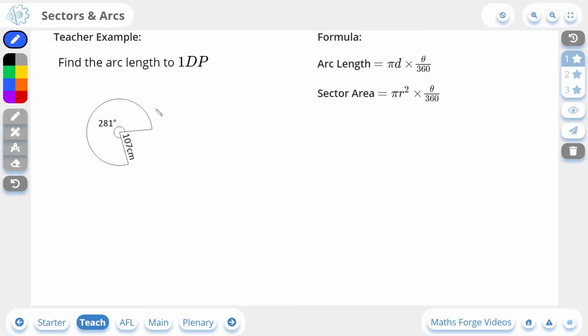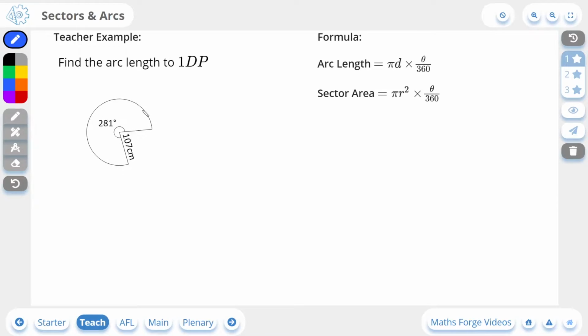So let's take a look at our first example. Here they're asking us to find the arc length to one decimal place. The arc length is the curved length of this circle on the outside here. It's essentially a portion of the circumference of a circle. So this isn't a full circle, this is a sector. A sector is just part of a circle.